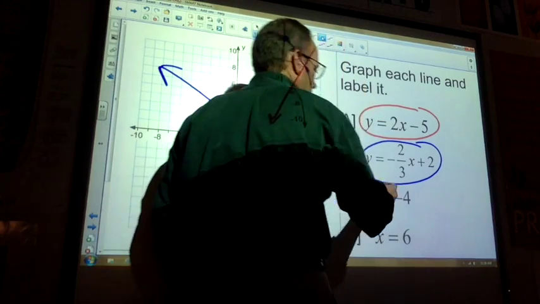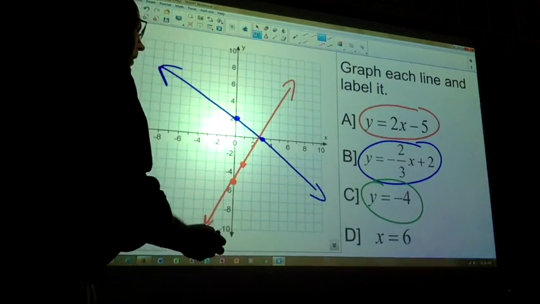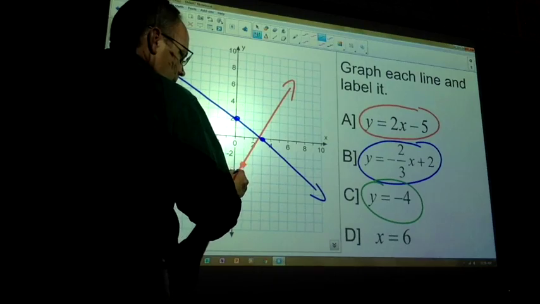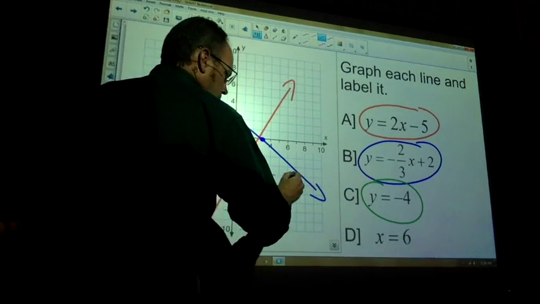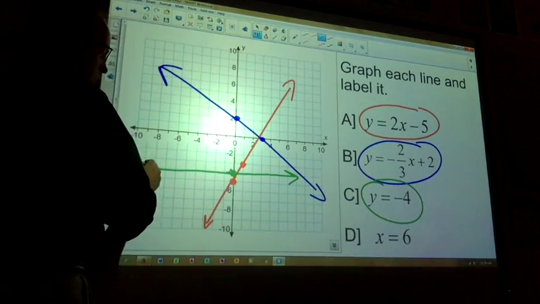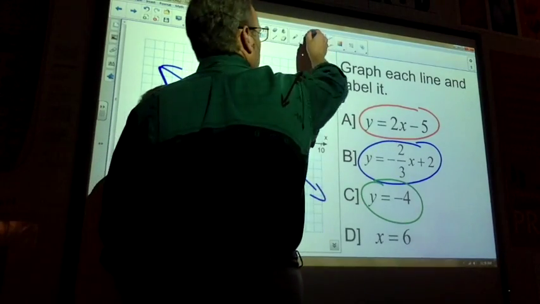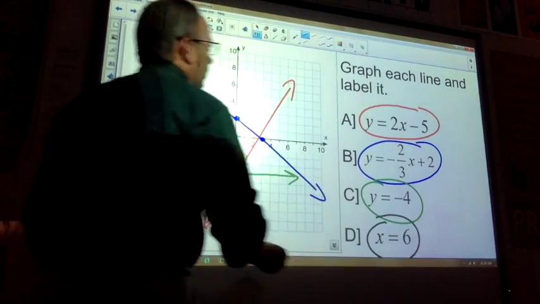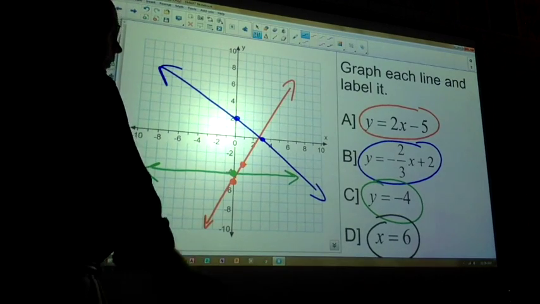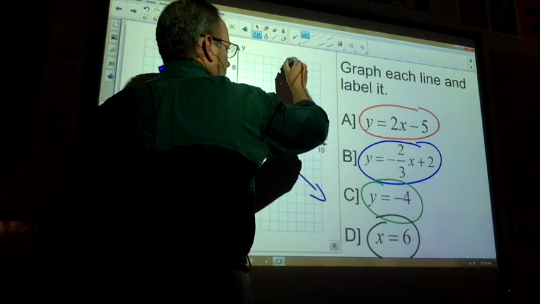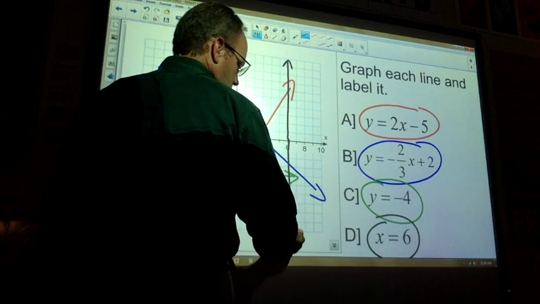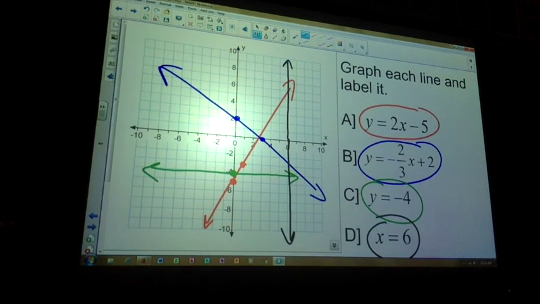Then we have y equals negative 4, so that's down here. And this is a horizontal line. And then last one, x equals 6. So we go over to 6, and you make a vertical line. That's it. The only two things up there that are perpendicular are the vertical and horizontal lines. So C and D, or the green and black. Good?